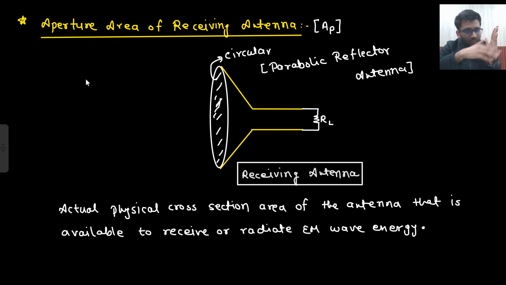On all the points of the circular area, it is not necessary that the intensity of EM wave energy would be the same. Or it may happen that your complete area is not effectively available to absorb the EM wave energy. Whatever effective area is available to absorb the EM wave energy is known as effective aperture area. What is that known as?